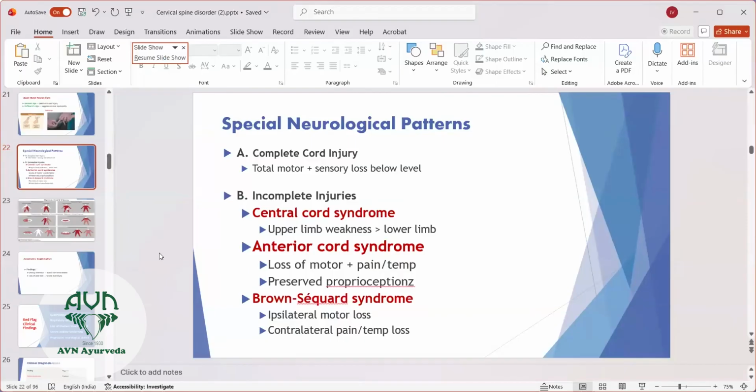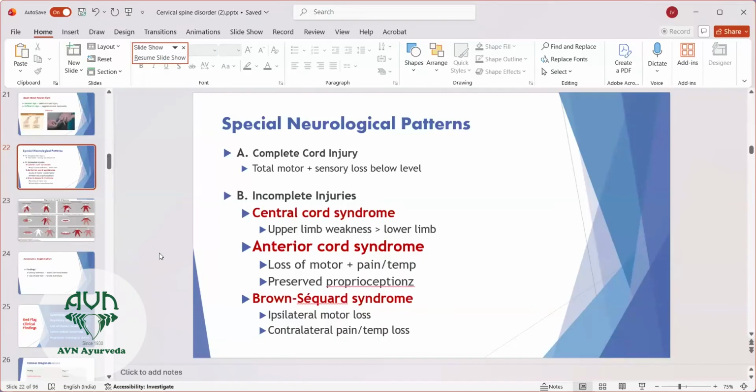Also in Brown-Sequard syndrome, there is ipsilateral motor loss plus contralateral pain and temperature loss. So cord injury can be divided into two: complete cord injury and incomplete cord injury. In complete cord injury, there is total motor plus sensory loss below the level of the injury. Incomplete injuries can be divided into three: central cord syndrome, anterior cord syndrome, and Brown-Sequard syndrome.